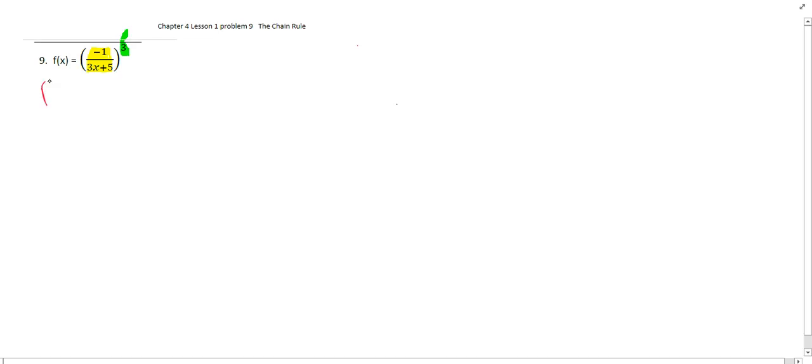So before I even take the derivative, I'm going to rewrite this as the quantity negative 1 times 3x plus 5, and 3x plus 5 is in the denominator to the first power, so if I bring it up to the numerator it would be to the negative 1 power. But remember, all of this is being raised to the third power, right?